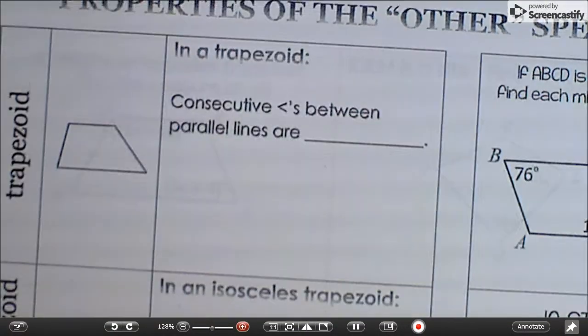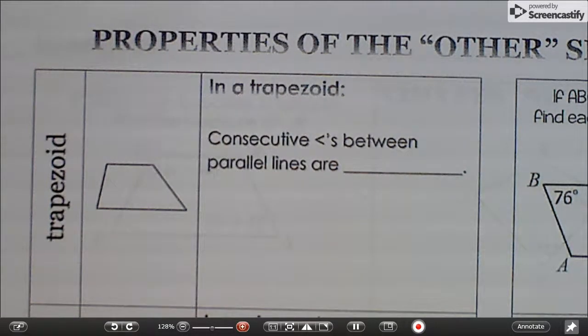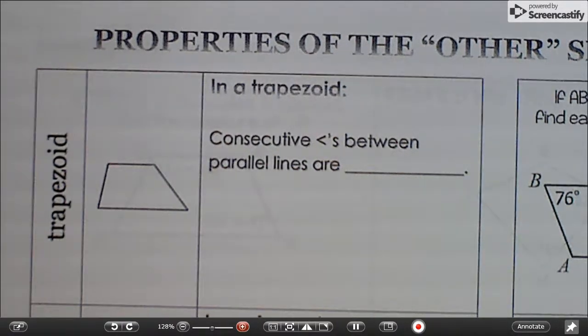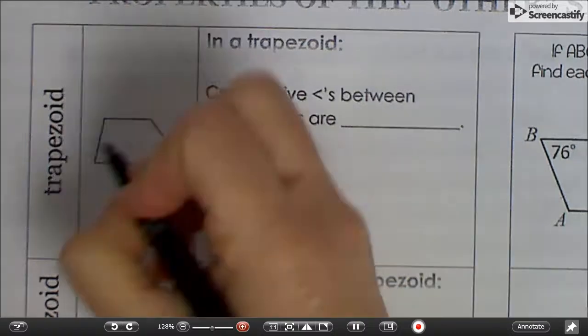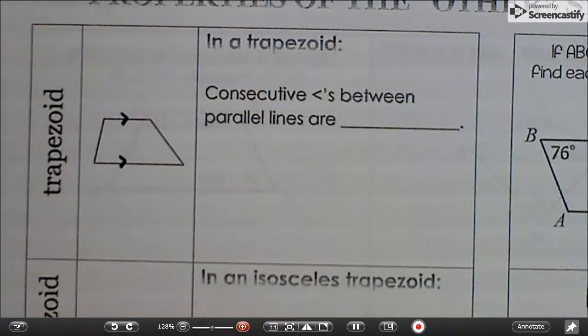So first we're going to talk about trapezoids. Remember, the definition of a trapezoid is a quadrilateral, a closed four-sided figure that has one set of parallel lines. And I'm going to draw this on here, though you don't really need to because that's part of the definition. Those are the parallel lines.